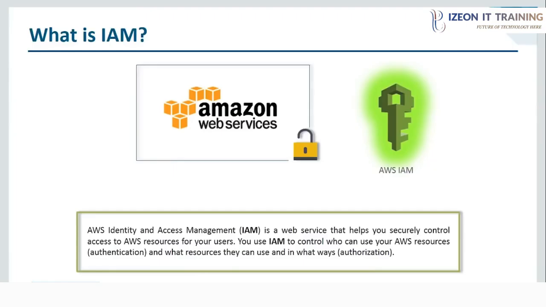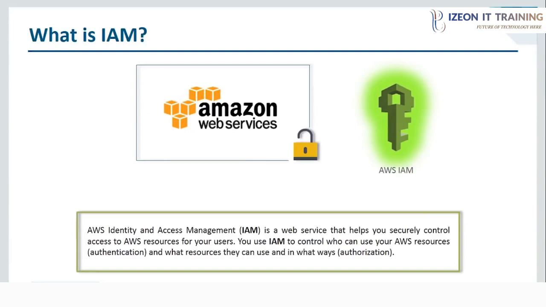IAM is basically a service from AWS using which you can give permissions to different users who are using the same AWS account that you have created, right? So in any company, you don't have to have two or three AWS accounts. You can have one AWS account on which a number of people can work, right? For example, you can define that maybe a developer would like to work on your AWS account, and he should only work on the EC2 instances.